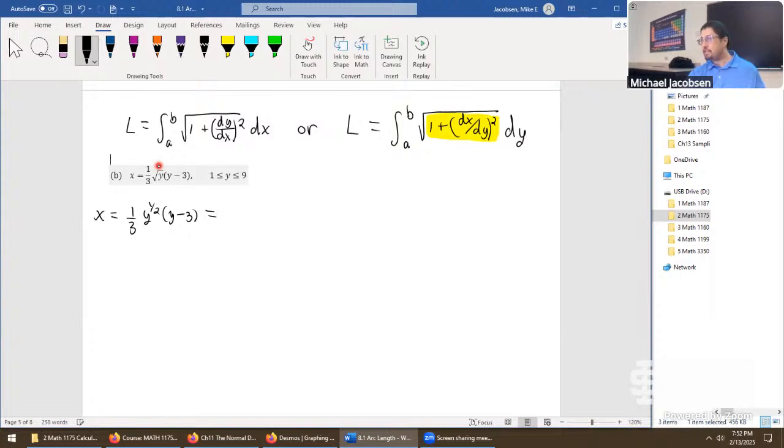y minus 3. This turns into 1/3. Distribute through, y to the power 1/2 times y to the power of 1, or 2/2, gives us y to the power of 3/2. Distribute the whole thing over here and nothing big happens except we cancel the -3. So we get minus y to the power 1/2. So that's just an easier x to look at, in my opinion, for the purpose of dx/dy differentiation.